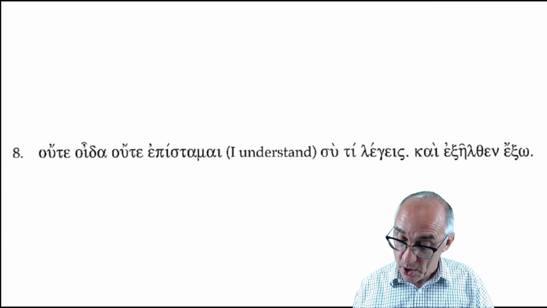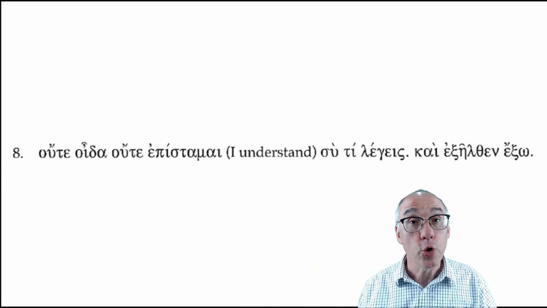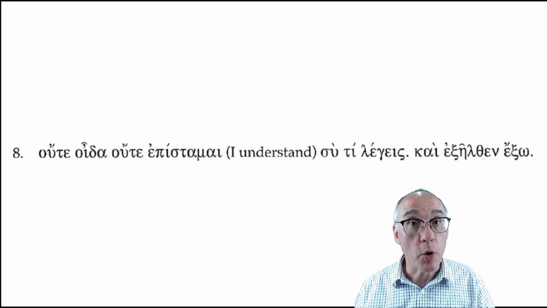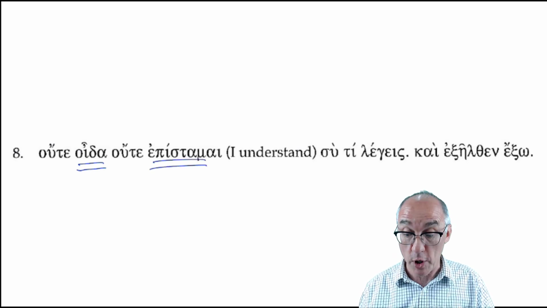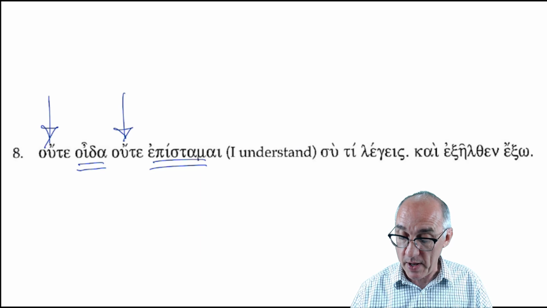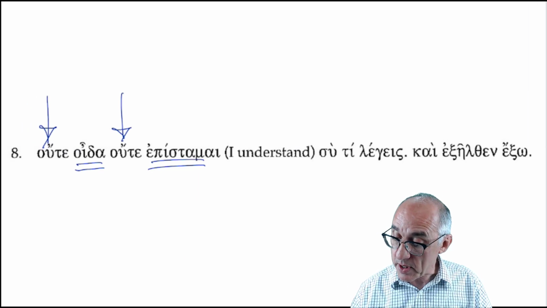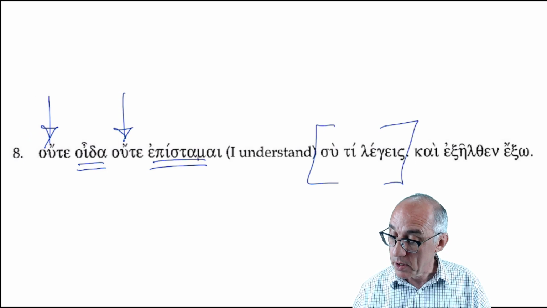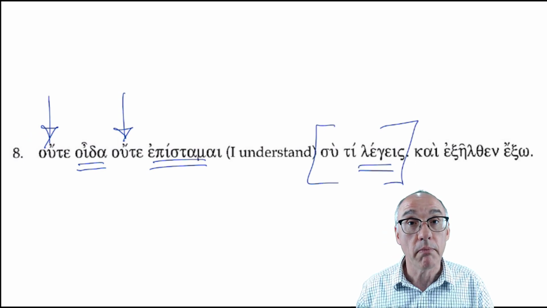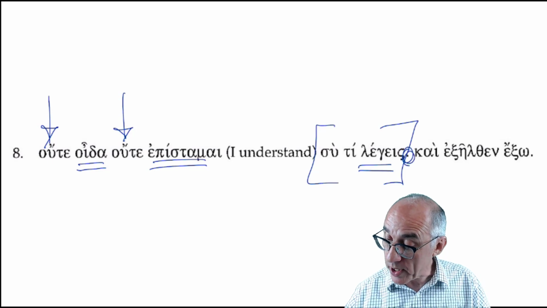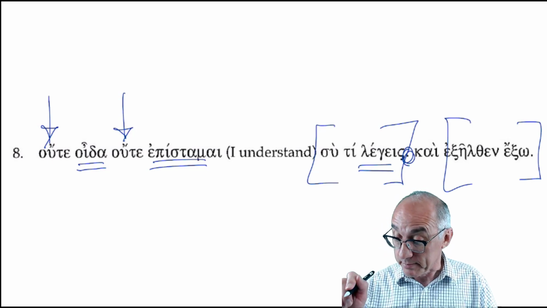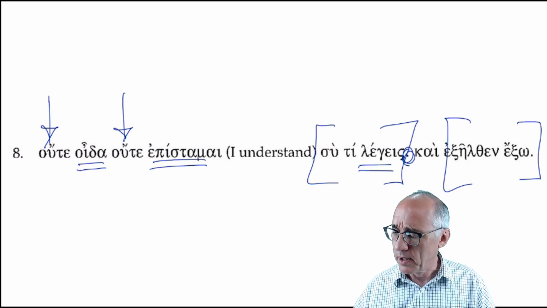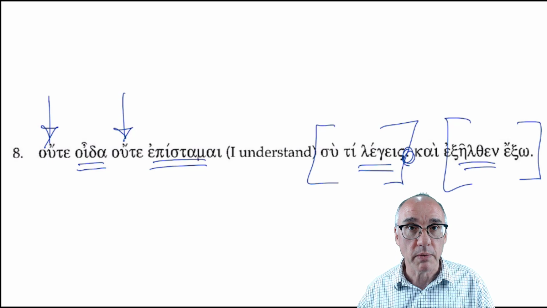Number 8, ute oida, ute epistomai. Notice the parallelism here. There's your verb, 2 verbs, and they're parallel because they have this word here, very helpful. And then we have another clause in another section. Suti leges, verb. And break this up because it has the dot there. Very helpful. Again, thank you for including this. And here's a verb. That's our structure.